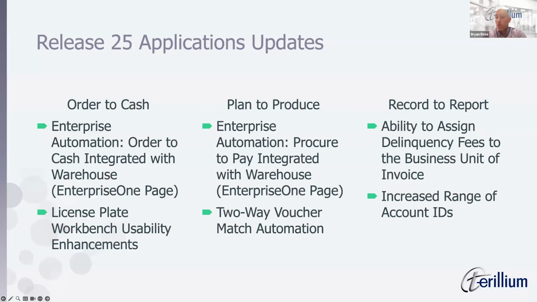And then finally, in record to report, there are some increases in the range of the different accounts that you can do from an ID perspective. And you can assign different delinquency fees to business units on their invoices. So if someone's not paying, you can do delinquency fees in an automated process. Those are some of the high levels of what you're going to get in release 25. I'm sure as they get to the second release of release 25, there's going to be more and more features around Orchestrator, but this is what has come out up to this point.